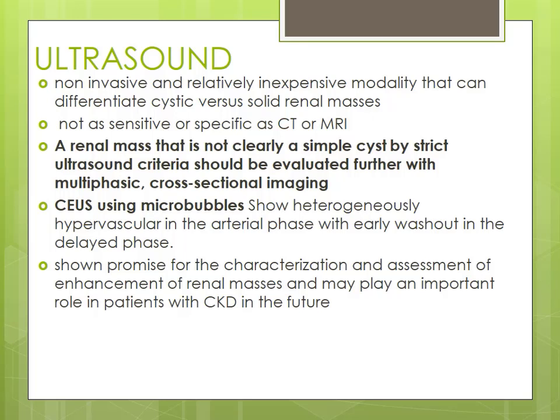Now the ultrasound. Ultrasound is a simple, straightforward, inexpensive modality that can only differentiate between a cystic and a solid renal mass. Ultrasound does not show us much information. We can only differentiate between a solid or malignant mass and a cystic mass on ultrasound. It is not as sensitive or specific as compared to CT or MRI. A renal mass that is not clearly a simple cyst on ultrasound should be evaluated further with multi-phase cross-sectional imaging. Whenever ultrasound shows a solid component which is not a simple cyst, we should perform a contrast study.